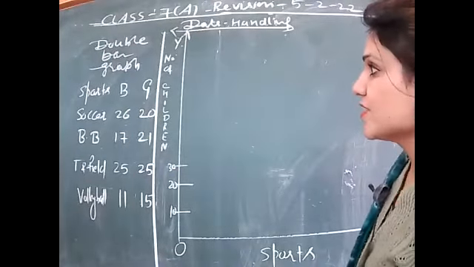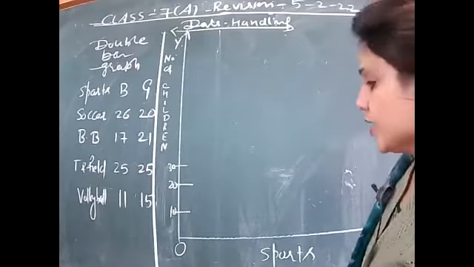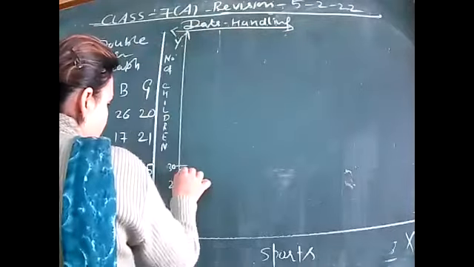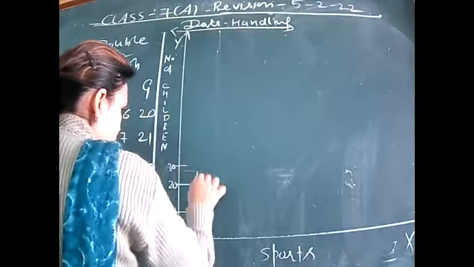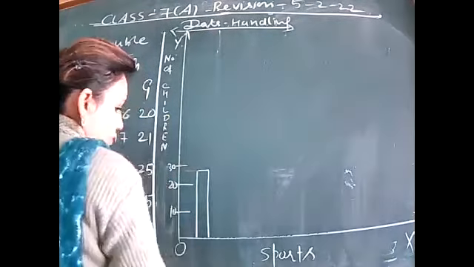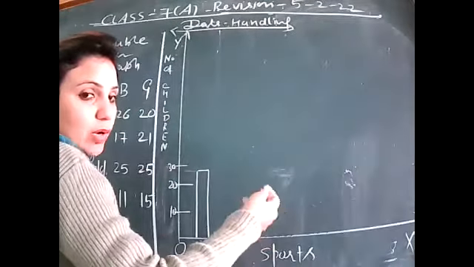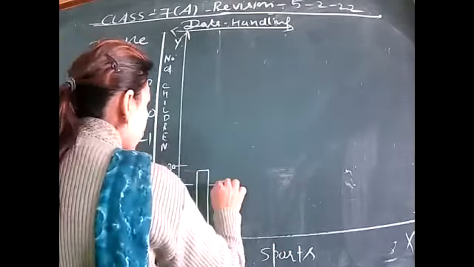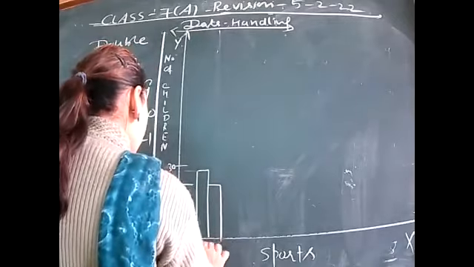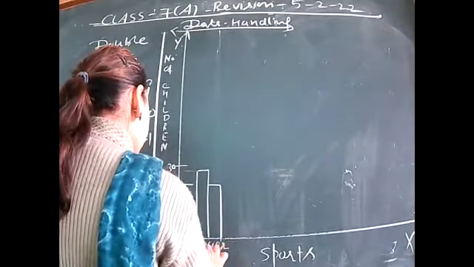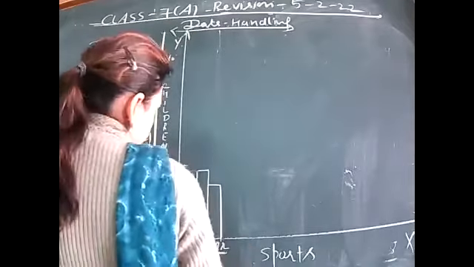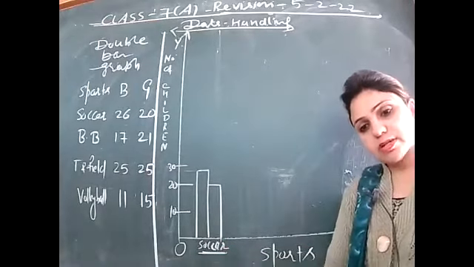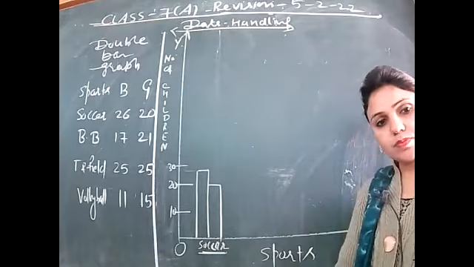So the first sport is soccer, and the boys participating in the same game is 26. After 20, you have to count 6 lines. This will be 26, one bar. Adjoined to this bar, you have to draw for the same game and for the girls. Girls number is 20. So you write here the name of the game. Now, if you are using 2 bars, you have to leave 2 bars. Then you have to leave 2 bars ahead as well, okay?